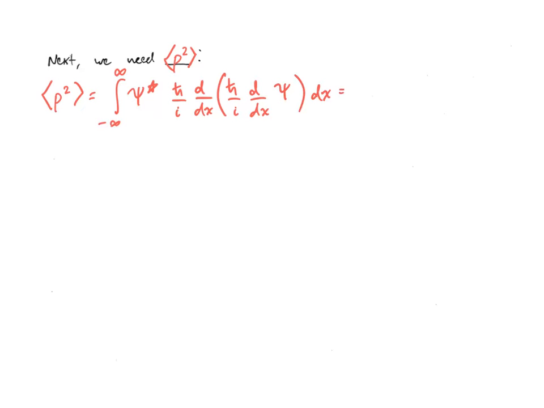And then I can pull the h bars and the i's out of the integral and make things a little easier on myself, and I get negative h bar squared, integral from negative infinity to positive infinity, psi star, the second derivative of psi, dx.